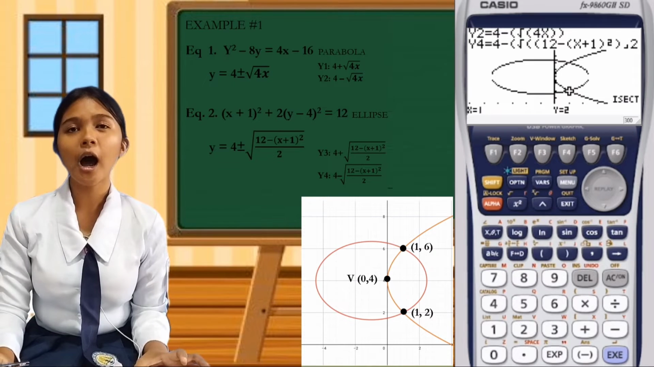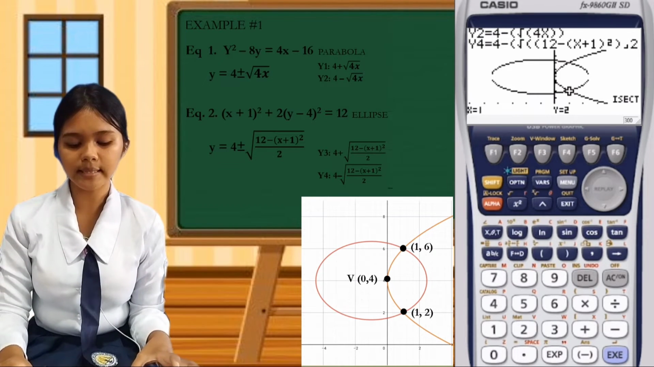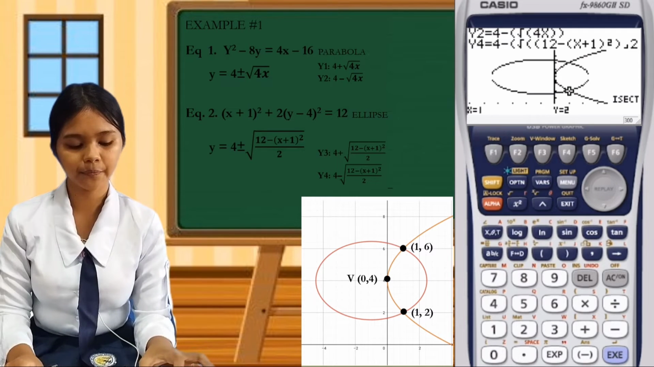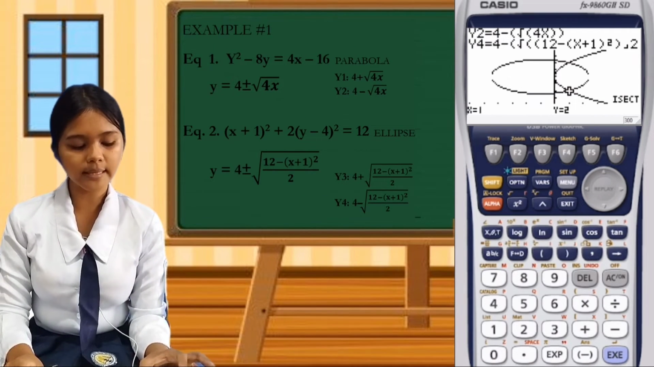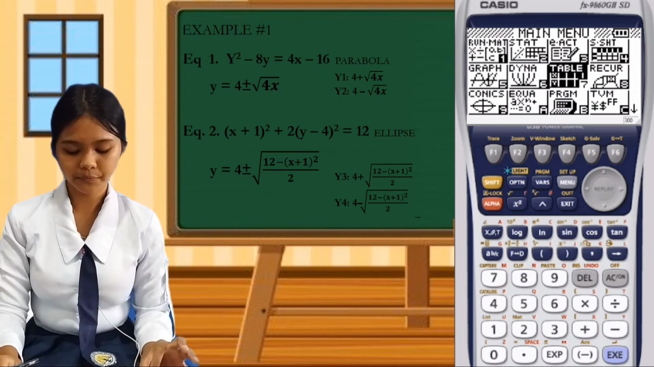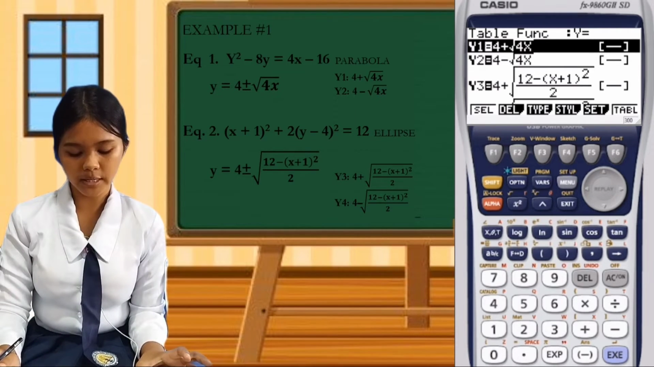So therefore, our points of intersection are P1 equals (1, 6) and P2 equals (1, 2), and the vertex of the parabola is (0, 4). We could also view the points through the table. So let's go back to our main menu. Let's select the table. As you can see, our equation is already typed in.